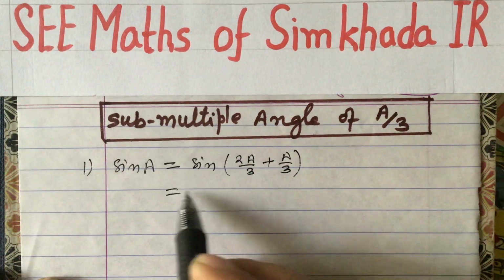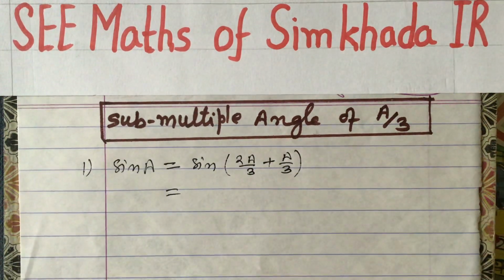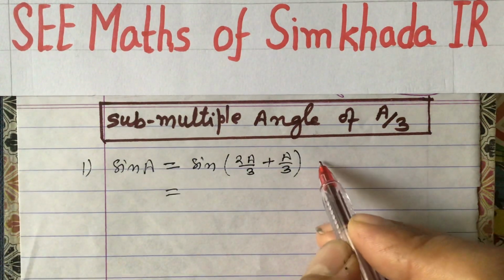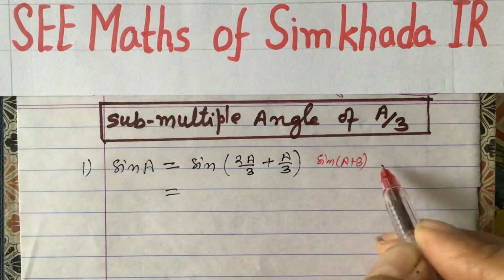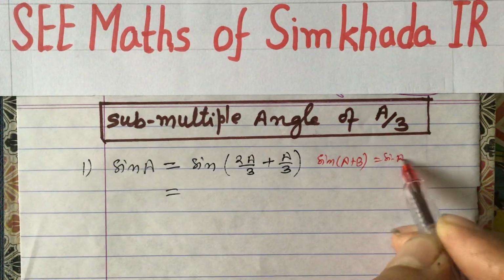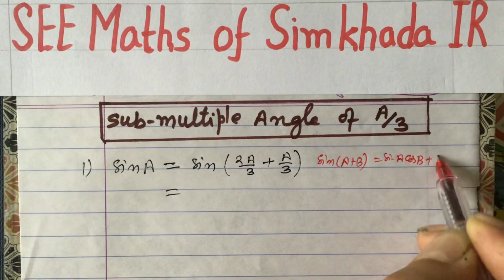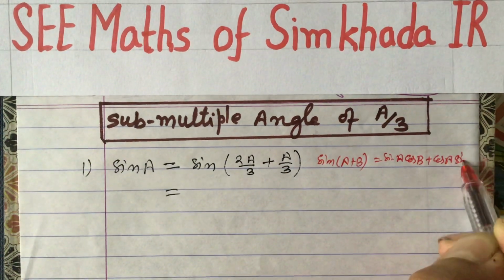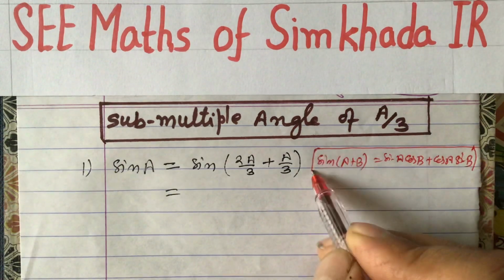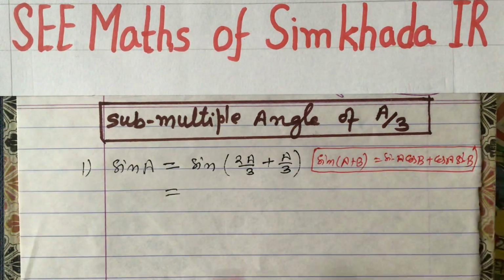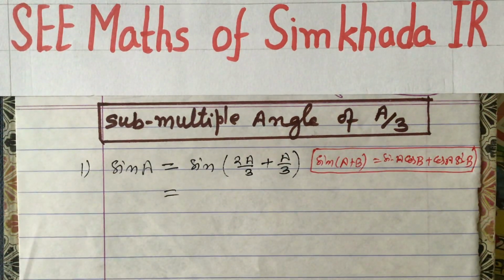Now we will replace this by the formula. That formula you have already learned in compound angle. So that is sin A plus B formula. Sin A plus B equals sin A cos B plus cos A sin B. This formula you have already learned in chapter compound angle. I think you have already memorized it. So we need to learn this one.